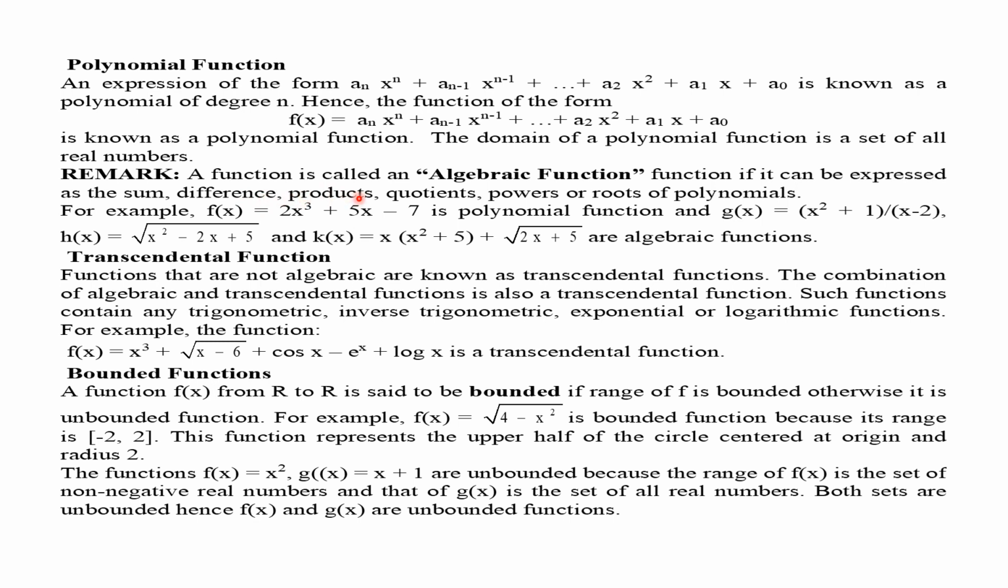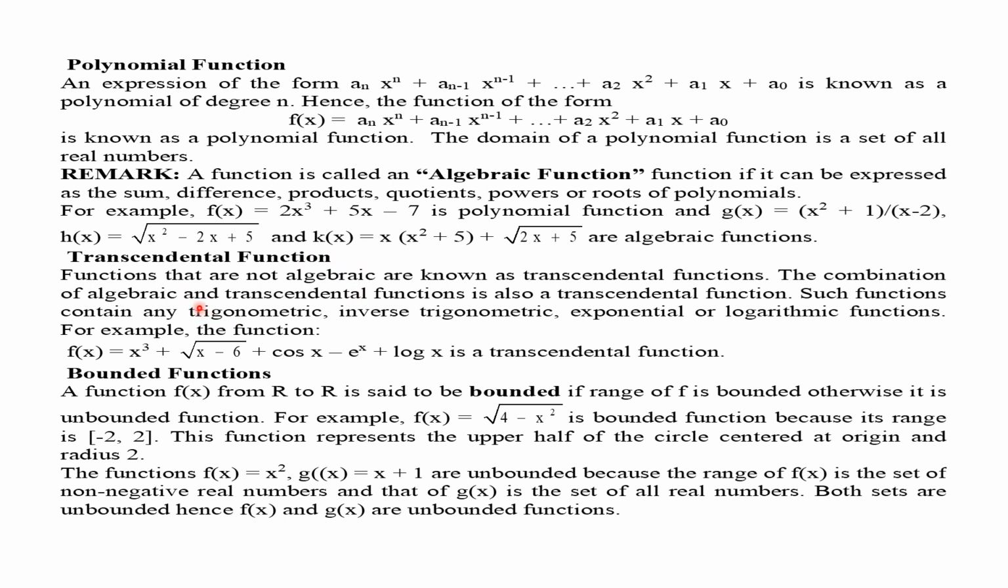A function is called an algebraic function if it can be expressed using the sum, difference, product, quotient, power or roots of polynomials. For example, f of x equals 2x plus 5 is a polynomial function. G of x equals x square plus something over x minus 2 is an algebraic function. H of x equals square root of x square plus something is an algebraic function. Here k of x is also an algebraic function.